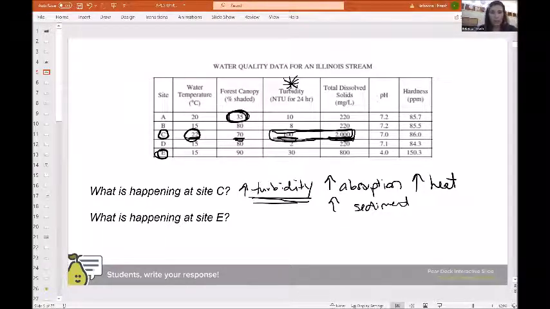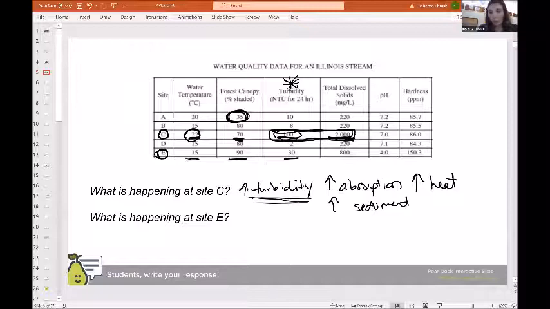All right, so that is site C. Now we got to look at E. That's a little bit different. It's not temperature. It's not anything to do with the forest canopy. The turbidity is a little high, but it's not as high as definitely C.